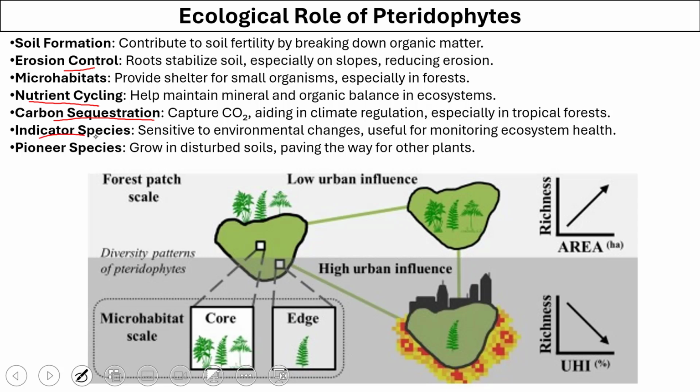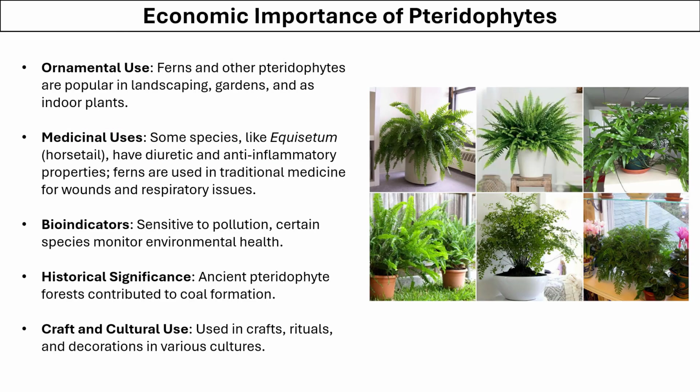They are indicator organisms for monitoring the health of the environment, the quality of air, and air pollution. Because their spores can be dispersed, they are pioneers in getting into new habitats and growing in disturbed soils.